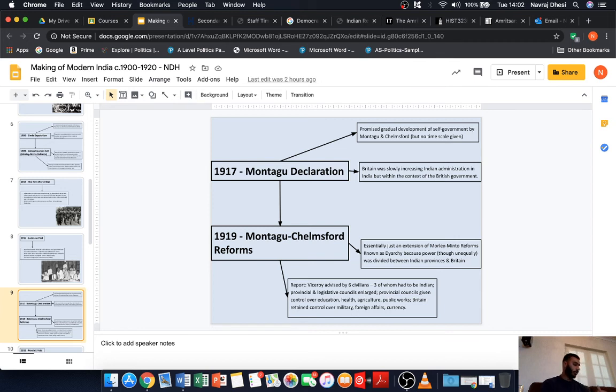So the Montagu-Chelmsford reforms established something called diarchy, with power being unequally distributed between the Indian provinces and the British. Again, the narrative goes into this in a lot more depth.